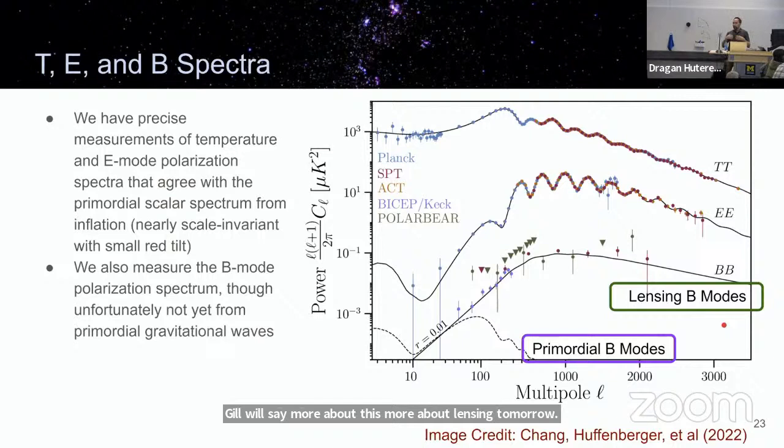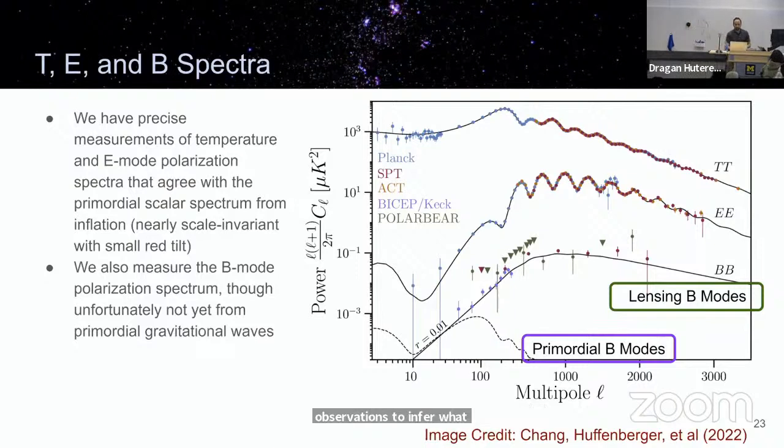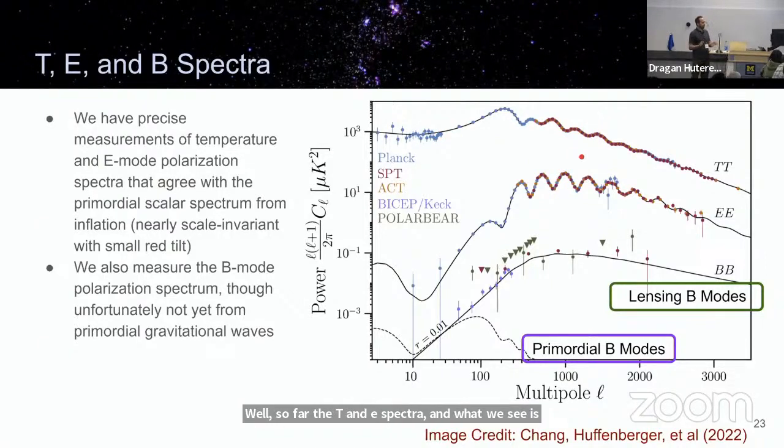All right, so how is it that we can use these types of observations to infer what happened during inflation? The first thing we can do is focus on the things that we've measured well so far, the T and E spectra. And what we see is that these spectra are very consistent with the predictions of the simple models of inflation that I've already discussed. Specifically, these spectra are consistent with adiabatic spectra of density fluctuations, which are nearly scale invariant with a very small red tilt. And that's exactly what we predicted from inflation.